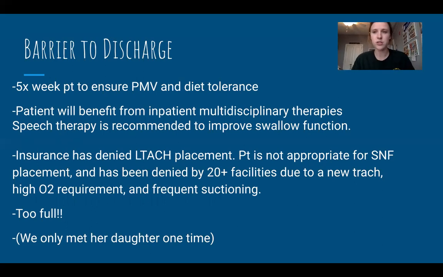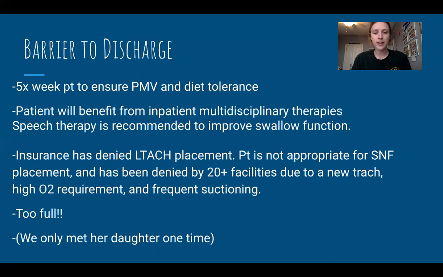And so I think that's just a really good learning point to know that, even though we know she's satting well and she's on a PMV, that might still be a concern for some facilities. Another reason was that there are a lot of facilities that were too full, which just stinks because she had already been in the hospital a really long time.